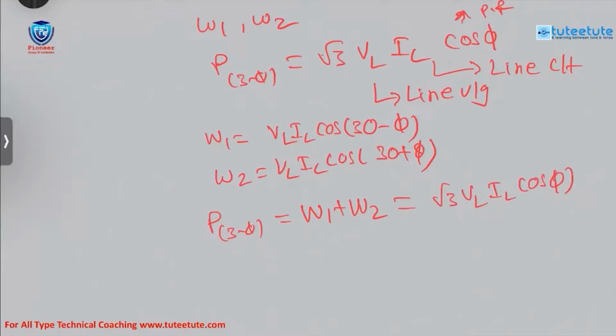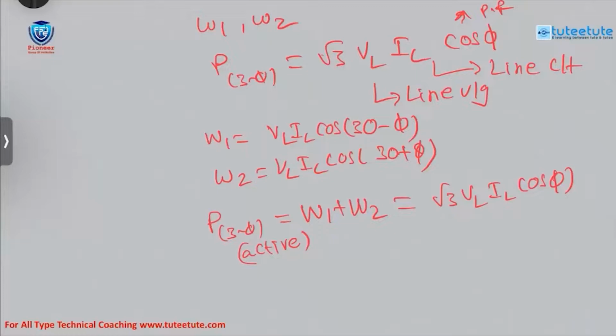Okay, is it clear, sir? So for getting total power in an unbalanced system, it is W1 plus W2. W1 is VL IL cos(30 minus phi), W2 is VL IL cos(30 plus phi). Okay, sir, this is called active power. This is called active power.